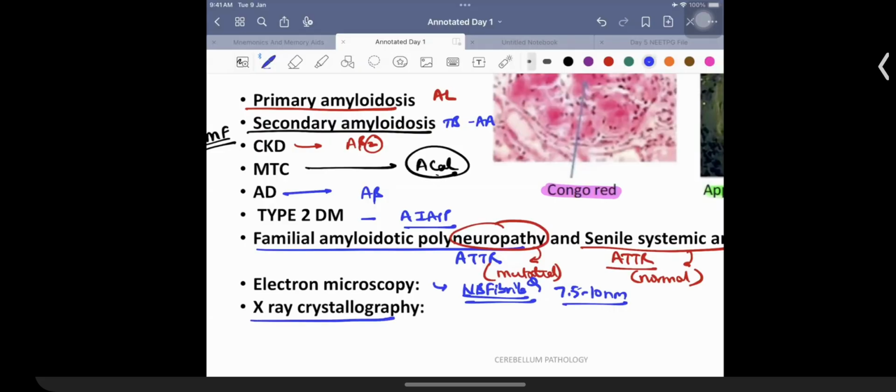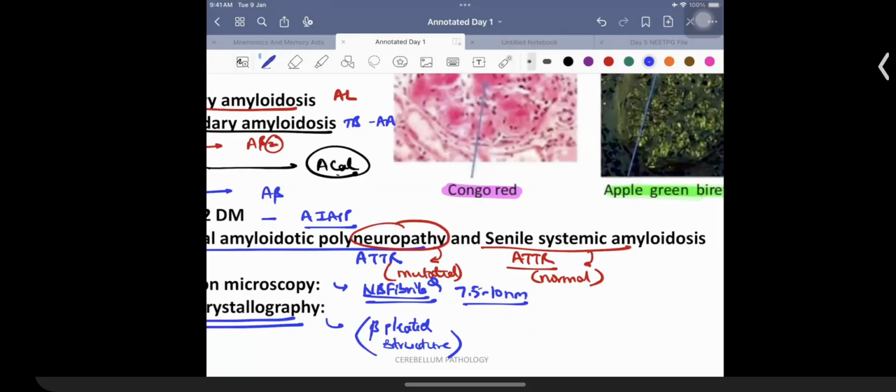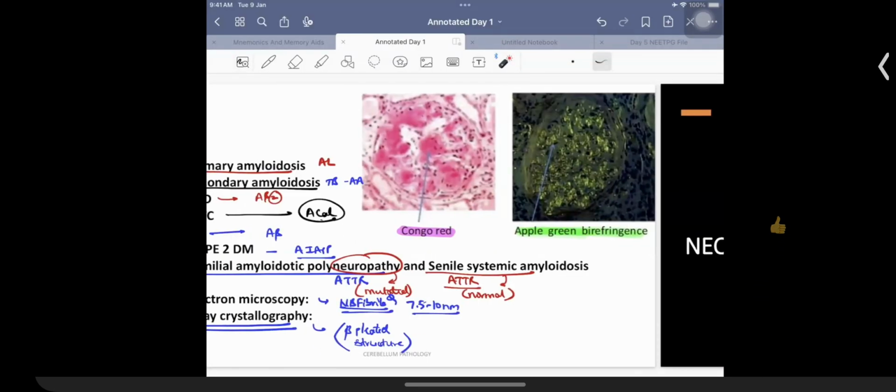X-ray crystallography. This is going to be showing you the presence of a beta pleated structure. It is because of the beta pleated structure. That's a biochemistry link in case you can remember. It is because of this beta pleated structure that you're going to be getting this apple green birefringence. Right? So that's what you need to keep in mind so far as amyloidosis is concerned.